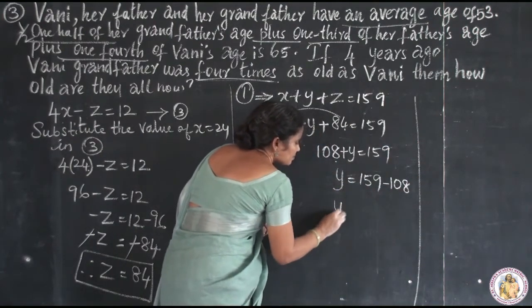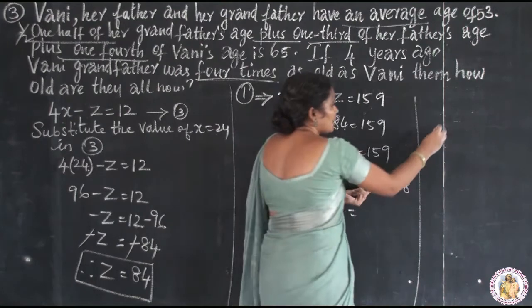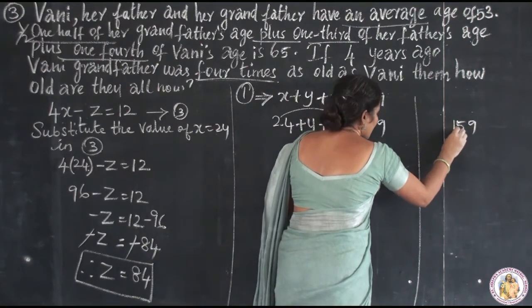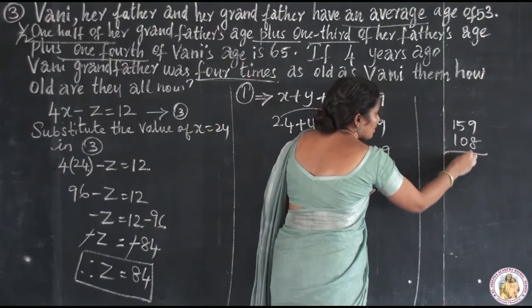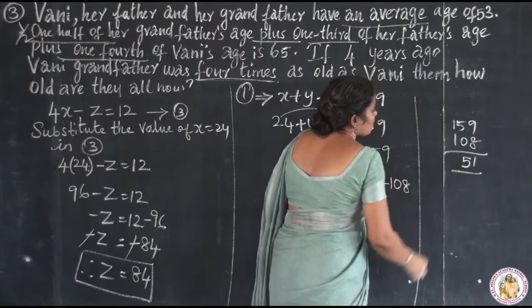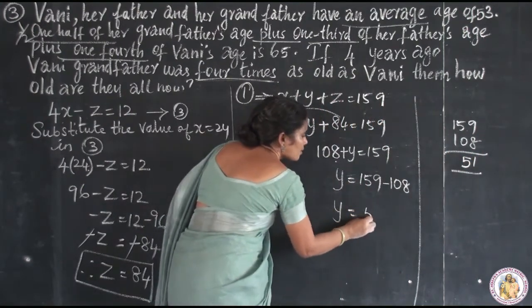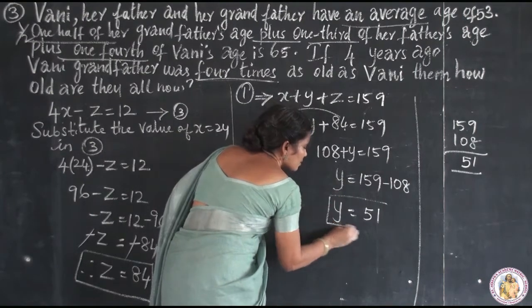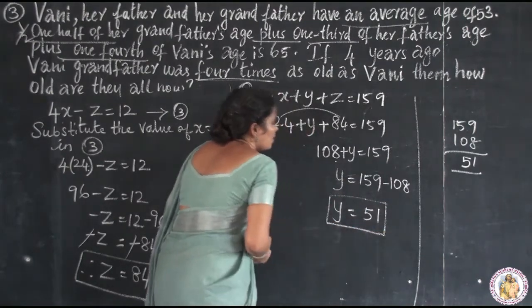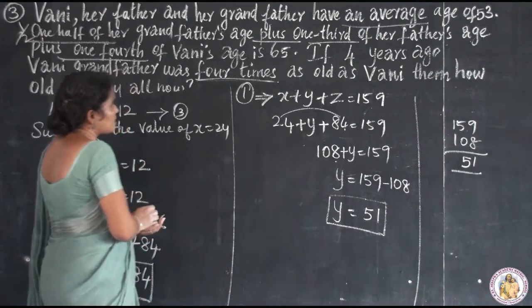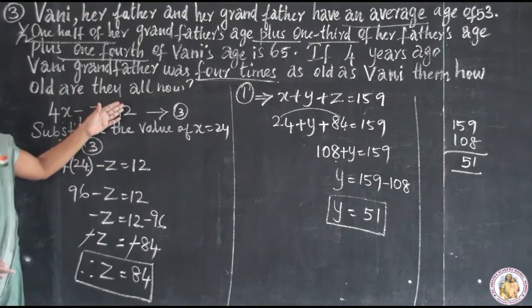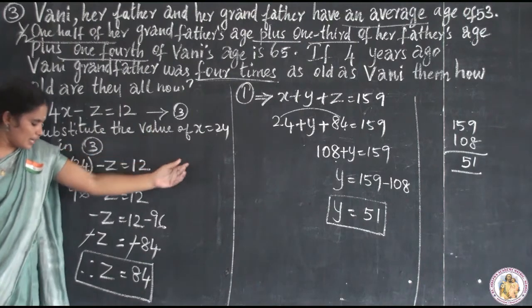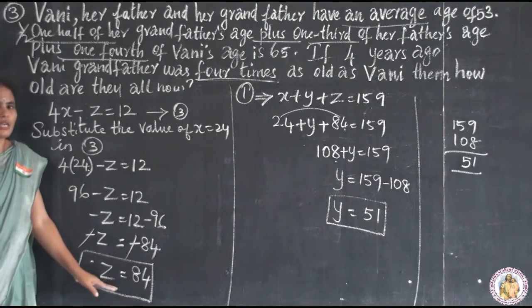Subtract 159 minus 108: 9 minus 8 is 1, 5, so 51. So the ages are: her age is 24, her father's age is 51, and her grandfather's age is 84.